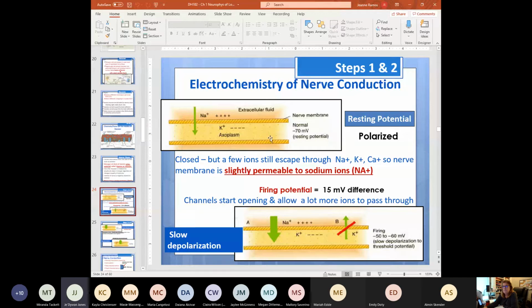I have a question. Sure. Right now, are we looking at the node of Ranvier? Yes. Okay. Thank you.